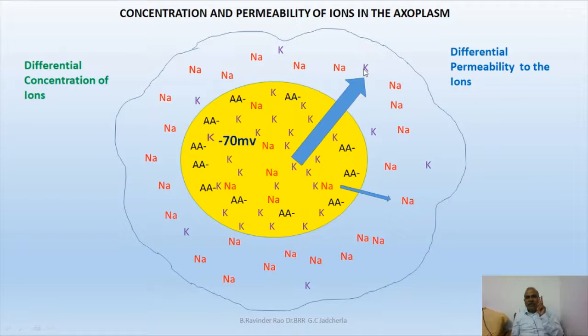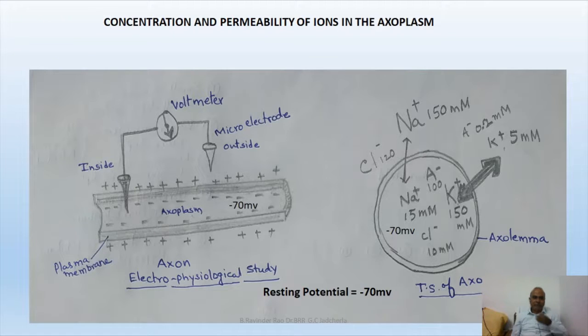So, two very important catchy points are there to understand the resting potential. One is differential concentration of ions in and out. The second one is differential permeability of ions in and out. Let us understand this and tell me why there is negativity established. Negativity is established inside, not because of more sodium outside. Negativity exists inside because negative ions are there inside. They are called organic acids, amino acids. You can understand it very carefully as you see these two diagrams.